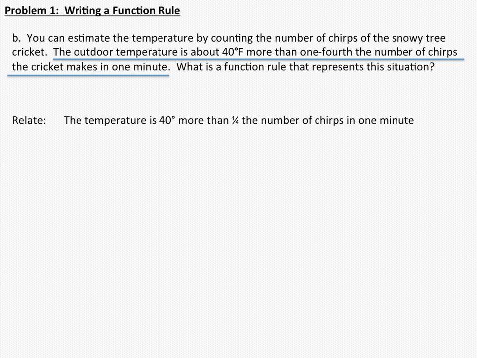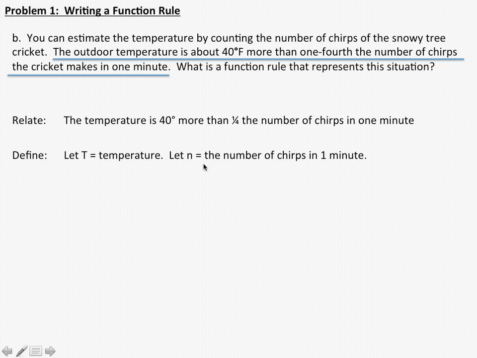Alright, so the temperature is 40 degrees more than 1/4 the number of chirps in 1 minute. So my variables are going to be the temperature and the number of chirps. Those are the things that are changing. The temperature depends on the number of chirps. So this will be my independent variable, and this my dependent variable. Here we go. So the rule would be the temperature equals 40 plus 1/4 n.